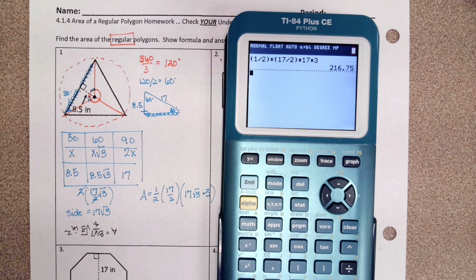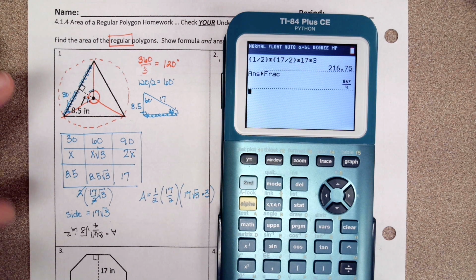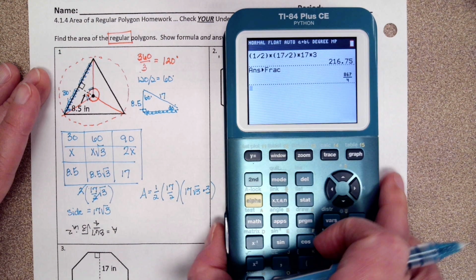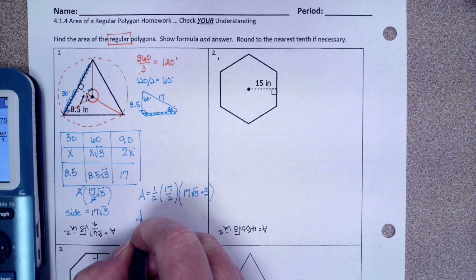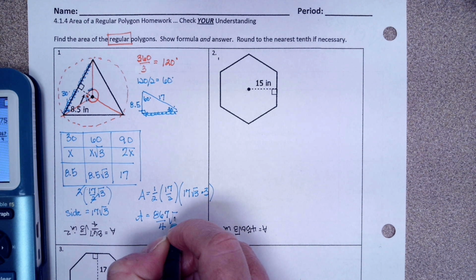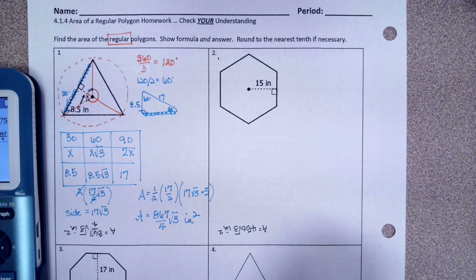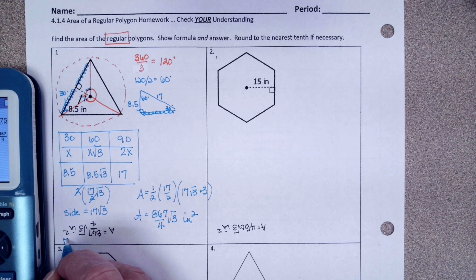All right, so I'm noticing my answer is in fraction form, so let's go ahead and change it to a fraction. So my final answer should be, in fraction form, 867 over 4. Don't forget your square root of 3. My units were inches, so inches squared, which does check on here, so we're feeling good about that.